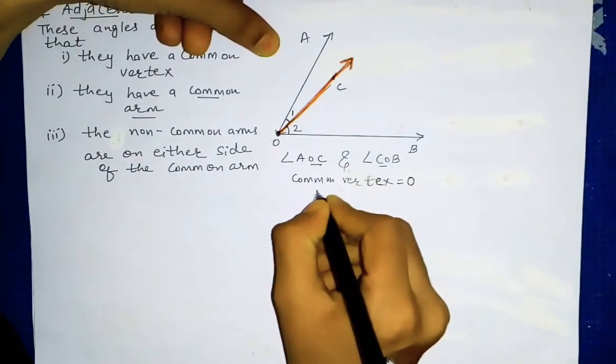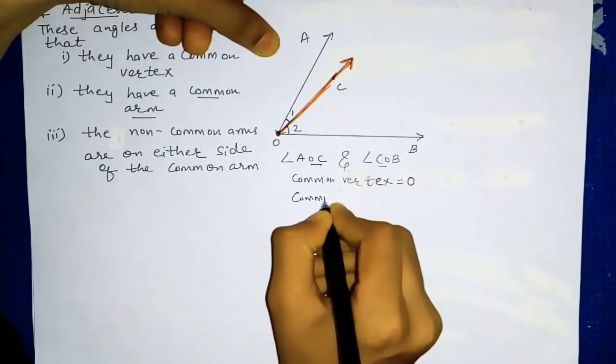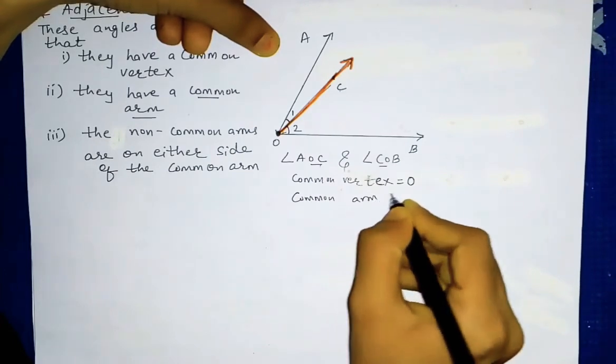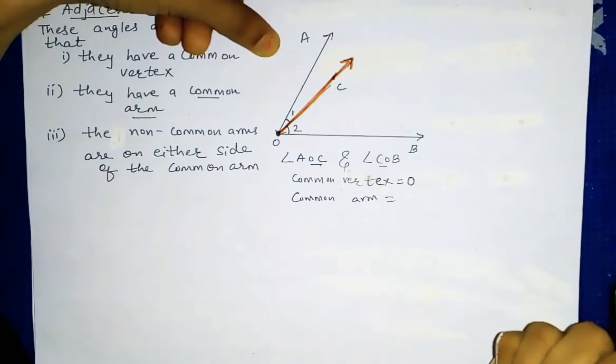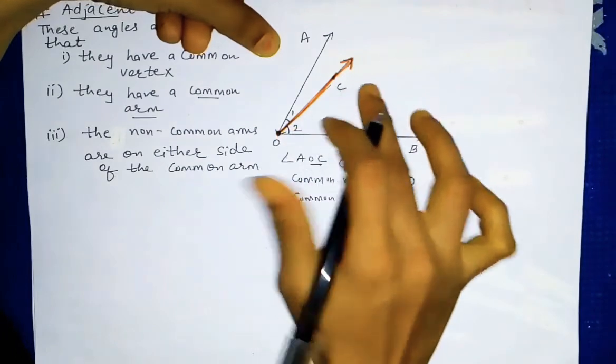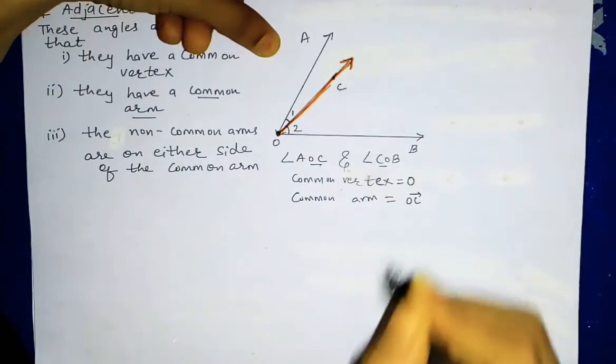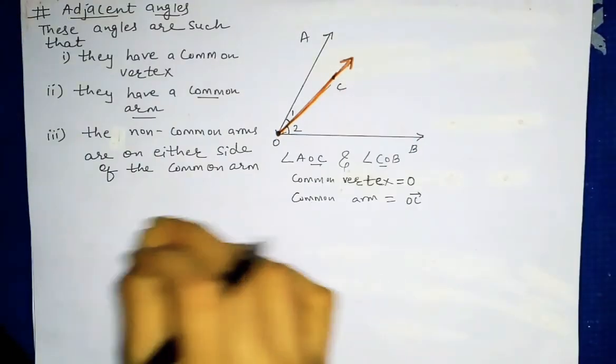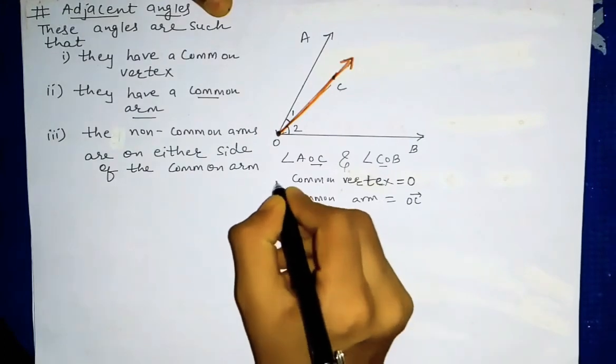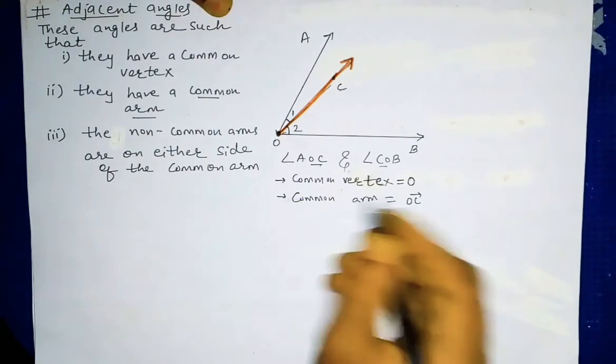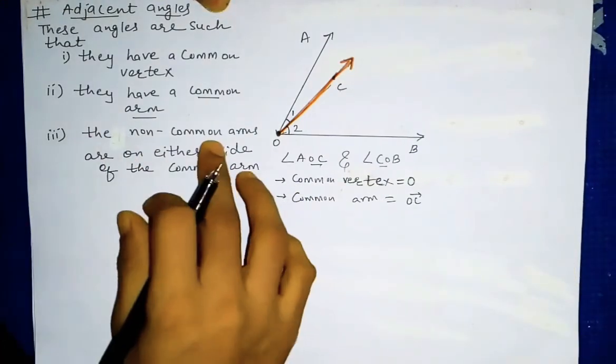So they also have a common arm, so we will write it. Common vertex है, common arm है. Which is that common arm? That is OC. So OC is the common arm. So the first condition is fulfilled, the second condition is fulfilled. Now we will check the third condition.